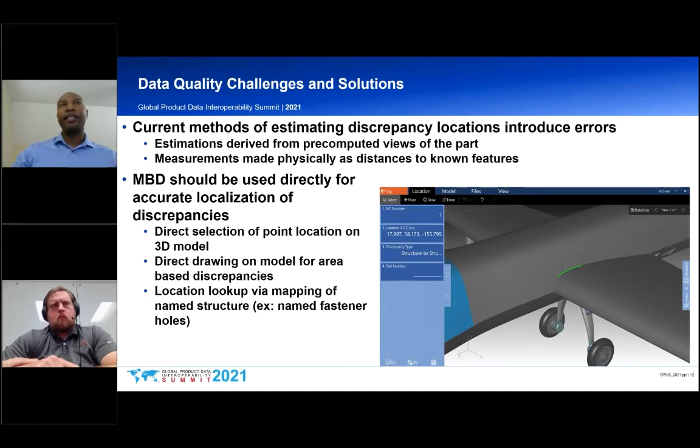In addition to this, you can utilize the current methods of taking photographs, doing measurements, things like that, to help make that information more robust.